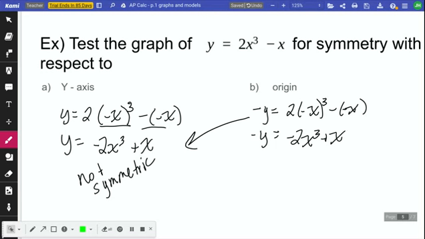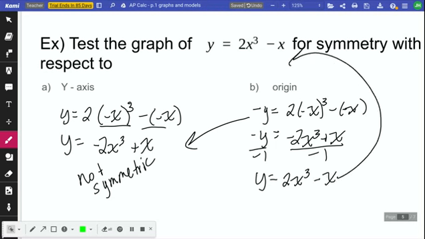Okay. And then if you notice, there is a change on the left and there is a change on the right, but it still looks different than the original. So what I'm going to do is divide everything by -1. That keeps it balanced. So a negative divided by a negative is positive y. And then if I divide the right side by -1, it'll change those signs. -2x cubed divided by -1 is 2x cubed. Positive x divided by -1 is -x. If you look now, it matches that perfectly. So it is symmetric about the origin. So I'll just write origin symmetry.